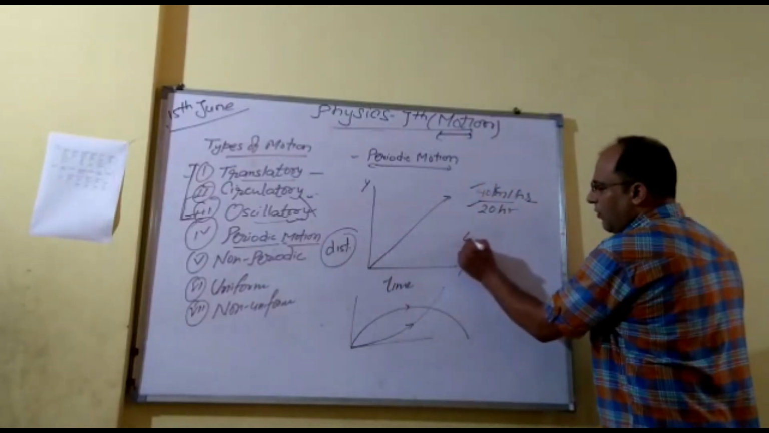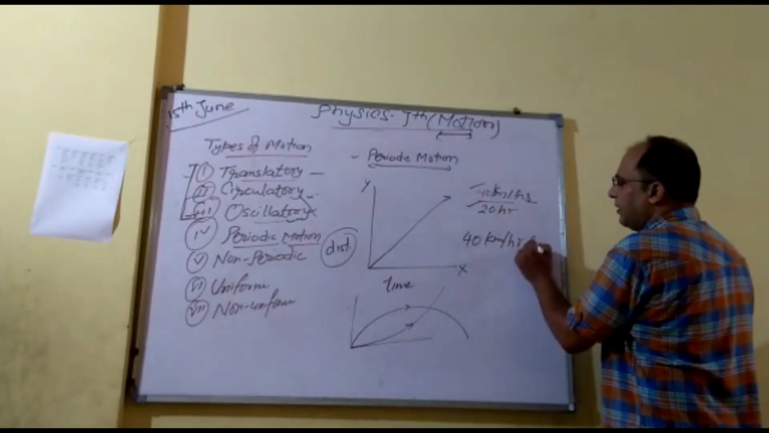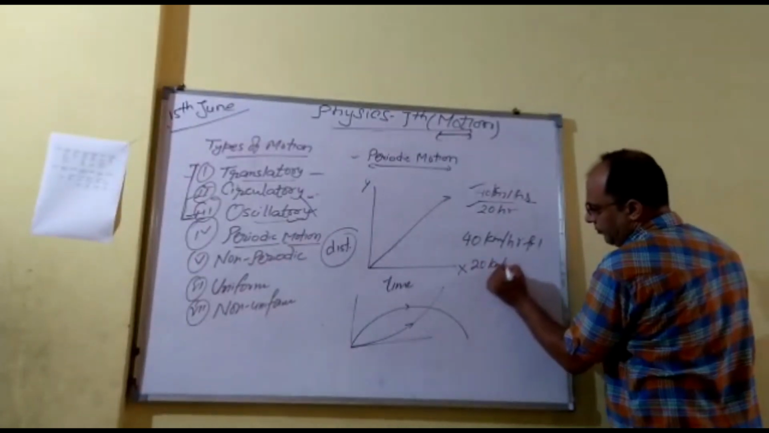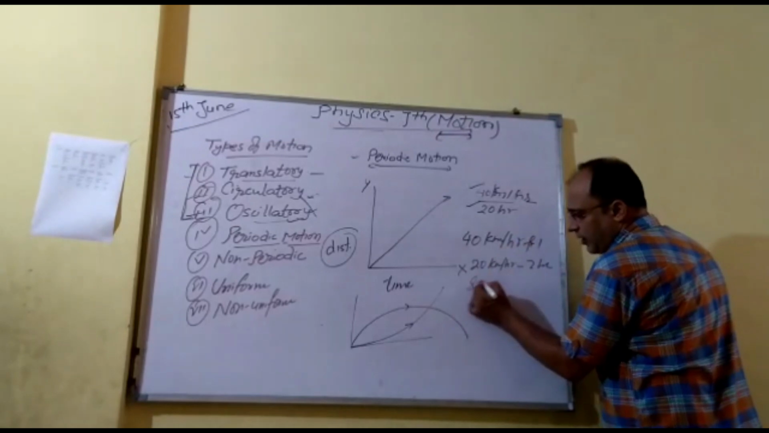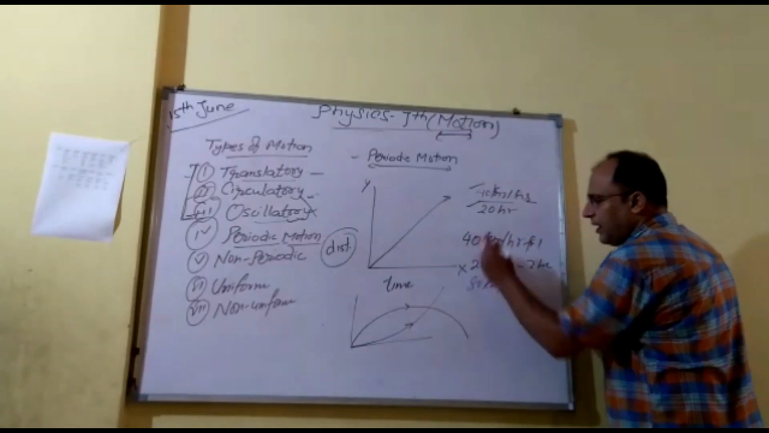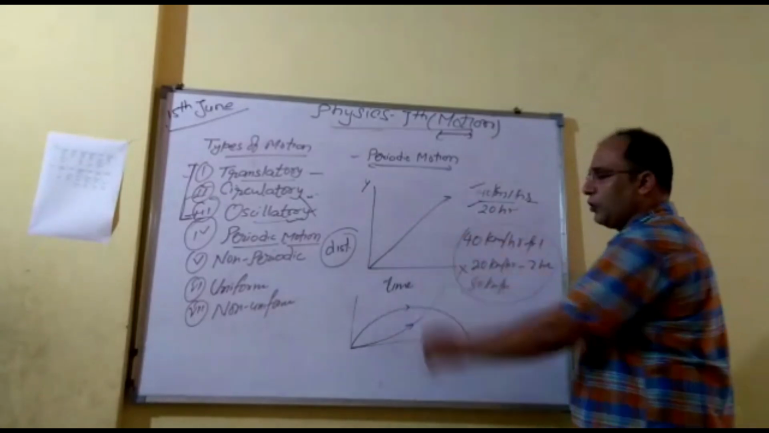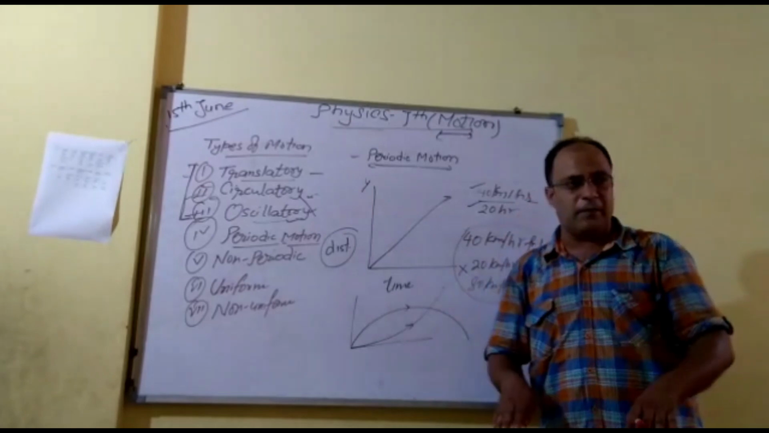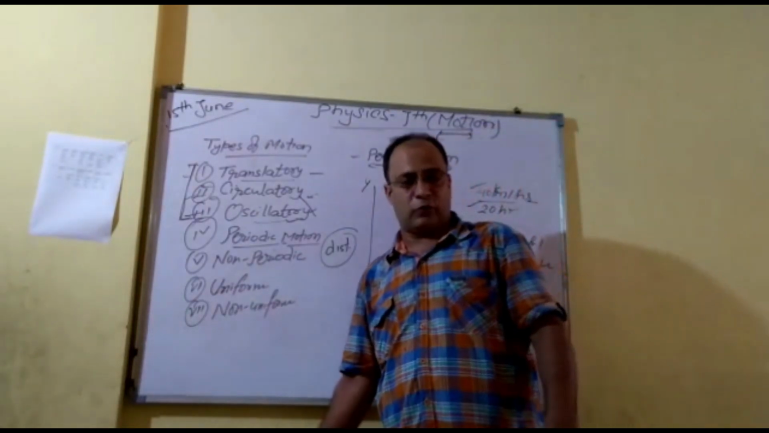But suppose for 1 hour you move at 40 km per hour. After that you start moving at 20 km per hour. After 2 hours you move at 80 km per hour. So you can see there is a variation. If it varies, then it is called non-uniform. If it is constant, then it is uniform. If it is not constant, then it is called non-uniform motion.